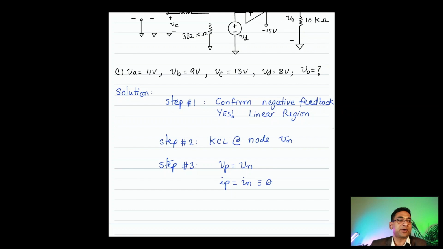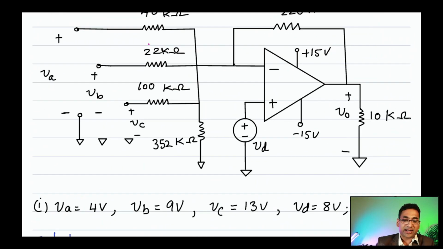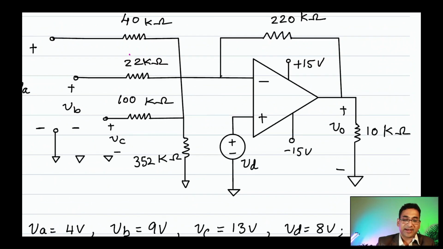Now, if you think about it, it's going to simplify our solution here. The first thing is this current going in, In, is 0. This node Vn, which includes all of these, has the same voltage as Vp, which is the same as Vd.